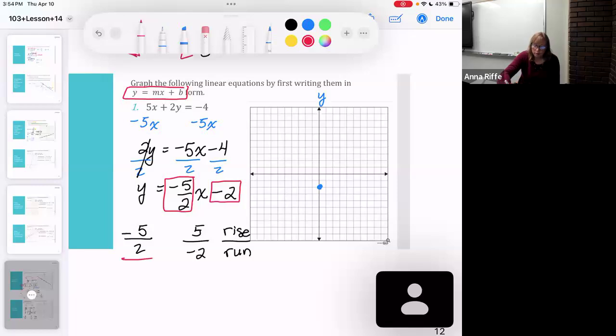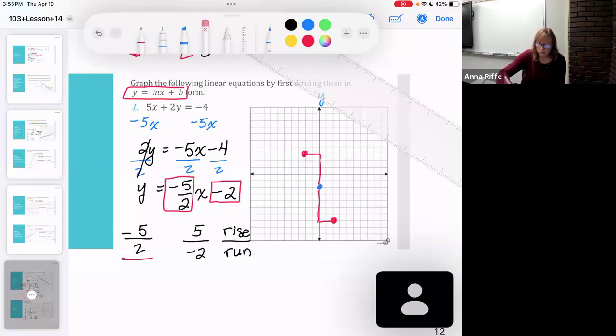I'm going to go down 5. 1, 2, 3, 4, 5. And then I'm going to go to the right 2. 1, 2. There's 1 point on my line. I could use the other form of my slope and find another point, which means I would go up 5. 1, 2, 3, 4, 5. And then I would go to the left 2. 1, 2. Either way, we get the same line.